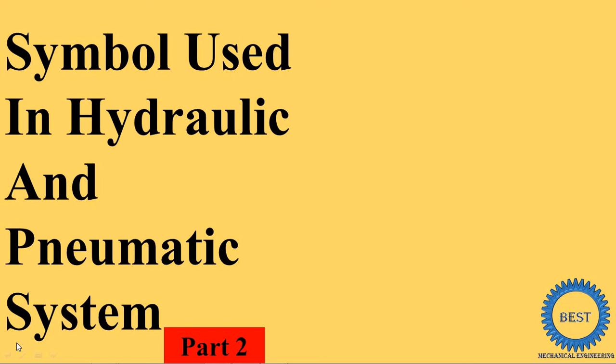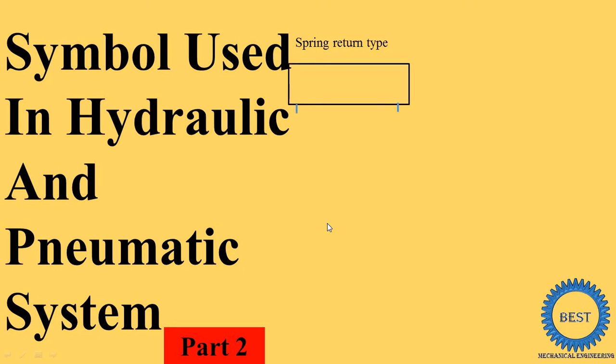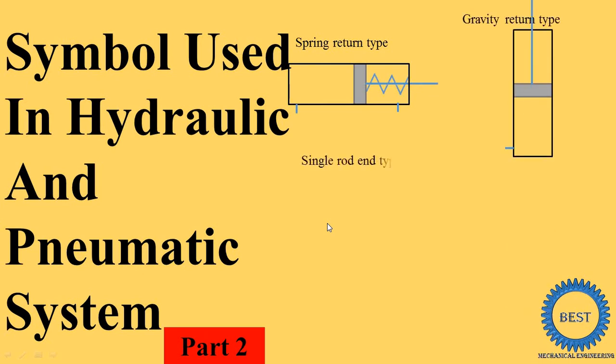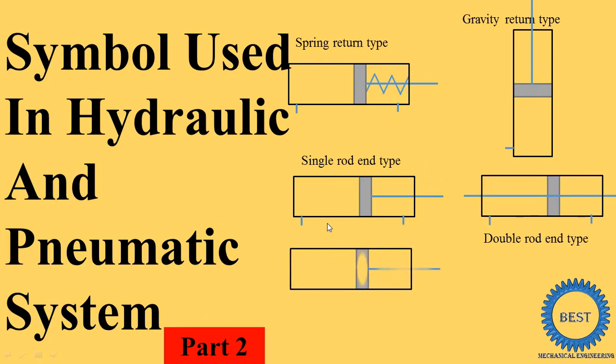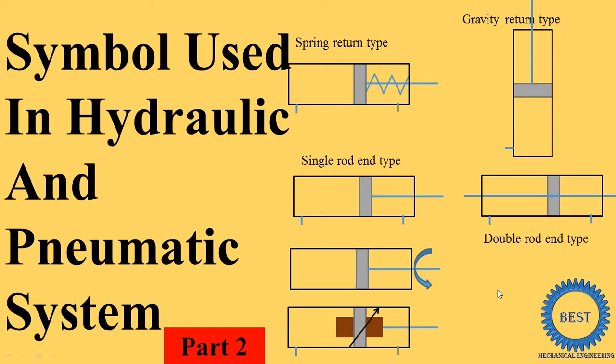In this video, I explain the symbols used in hydraulic and pneumatic systems. Here part 2 is written because in this video I explain the various types of symbols for cylinders as well as for pressure relief valves. In the first video I explained the various symbols of hydraulic motors, hydraulic pumps, air compressors and the various types of lines. And in this video I go through the various types of cylinders and the pressure relief valve.